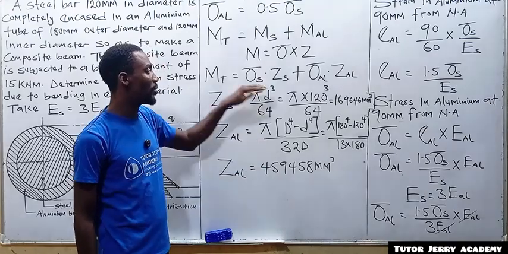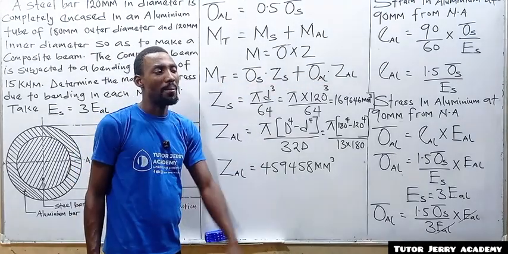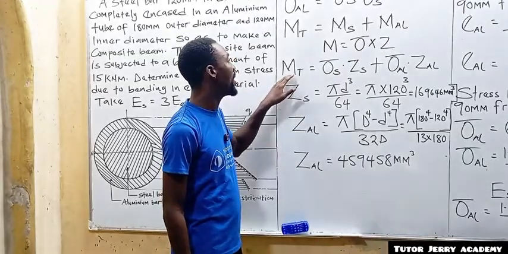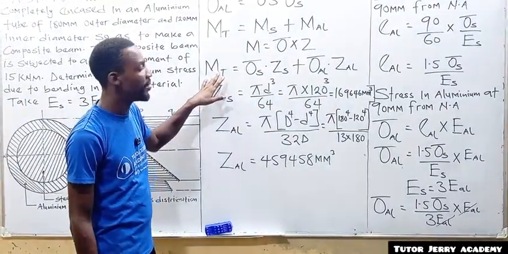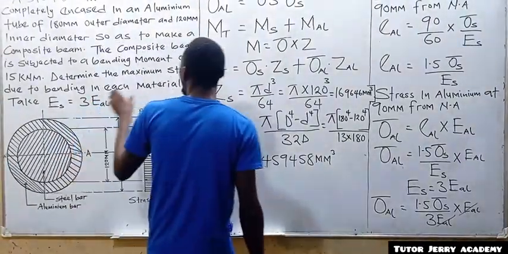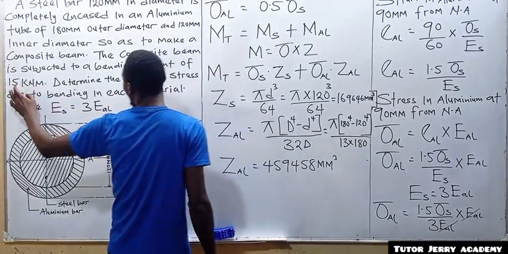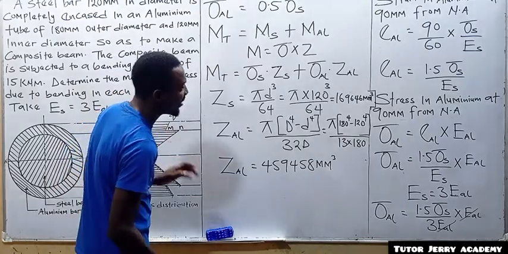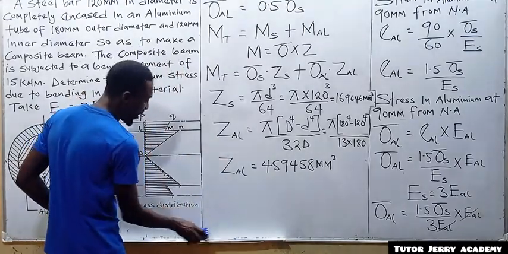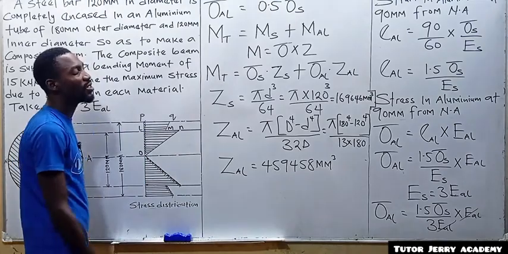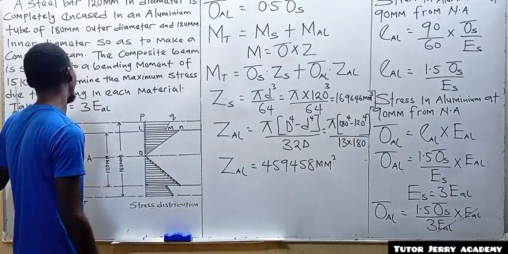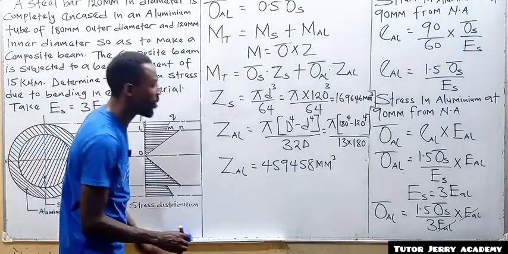So now that we have gotten the section modulus for the steel and the section modulus for the aluminium, we can therefore make substitution in the total bending moment. Exactly, because we have already been given the moment of the composite material to be what? 15 kilonewton meter. Exactly. All right, so let's make our substitution in this. So this is going to be 15 kilonewton meter, which is 15 times 10 to the power of 3.